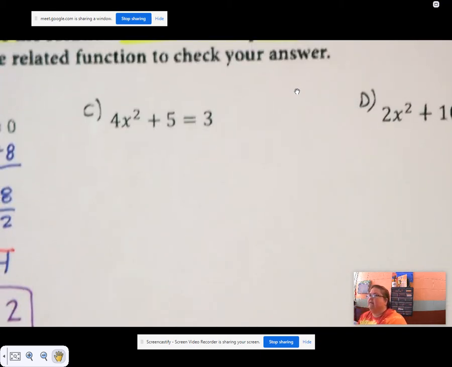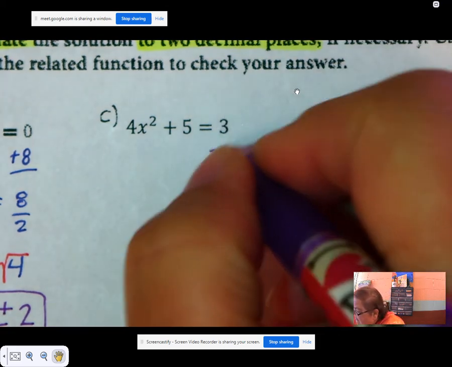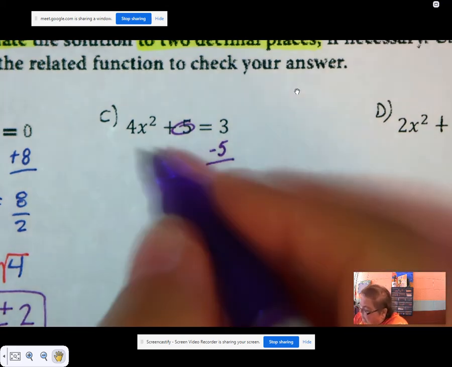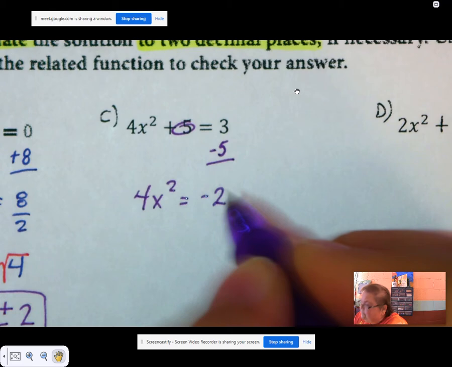Okay. Let's go to example C. 4x squared plus 5 equals 3. All right. Get rid of plus 5 by doing what? Minus it from the opposite side. 4x squared equals negative 2.